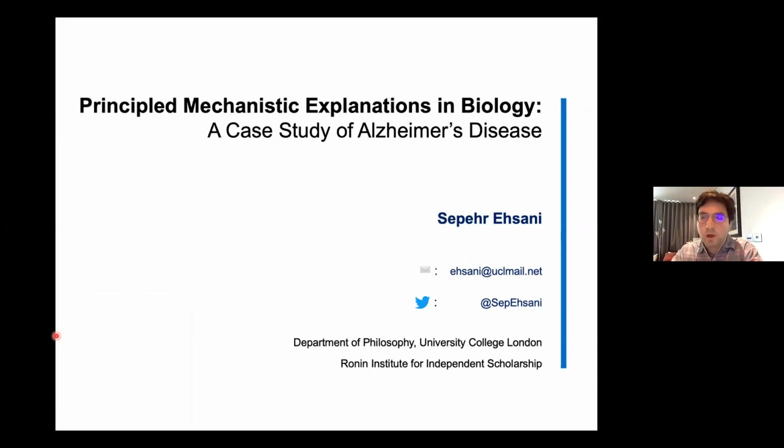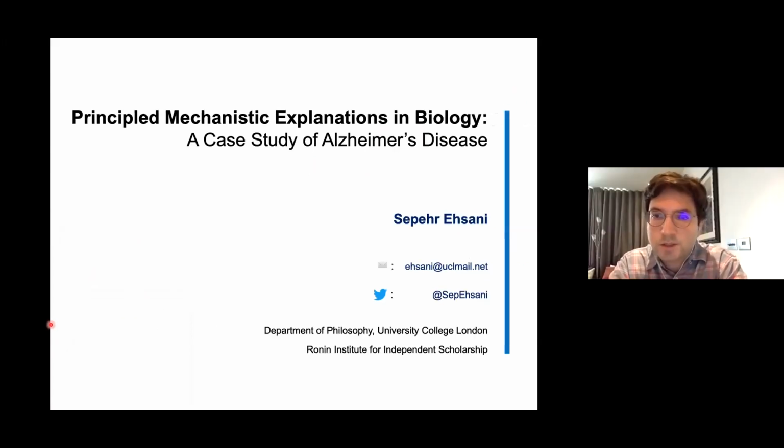Okay, great. Thank you. So the paper that I wanted to talk about this morning concerns a form of explanation called a principled mechanistic form of explanation, using the case of current challenges in Alzheimer's disease. So I'll start with a very quick introduction on Alzheimer's and then describe the various features of the principled mechanistic explanation.